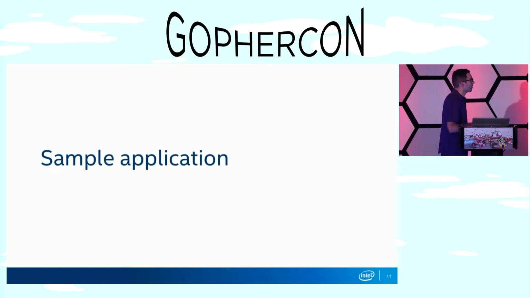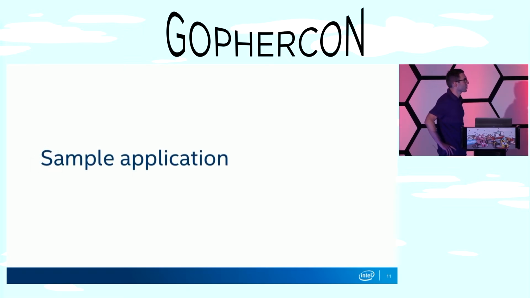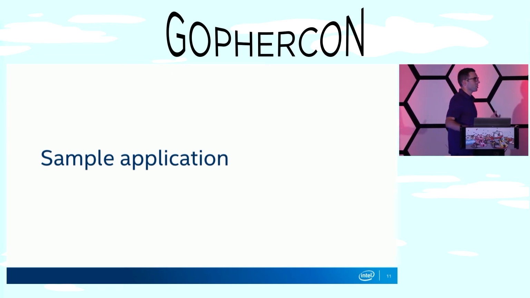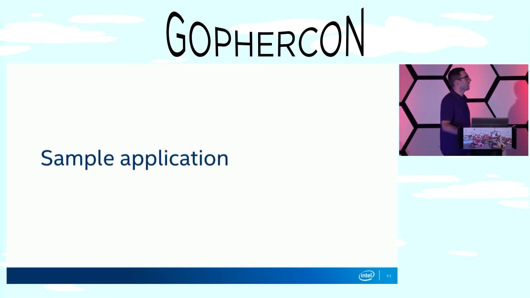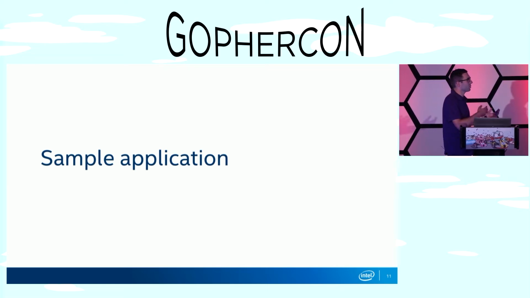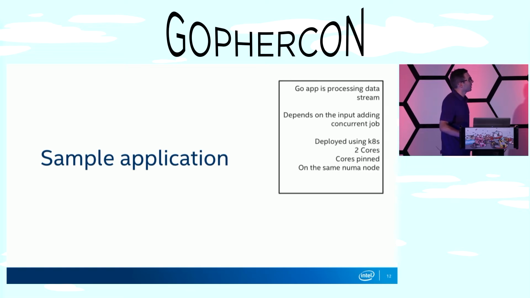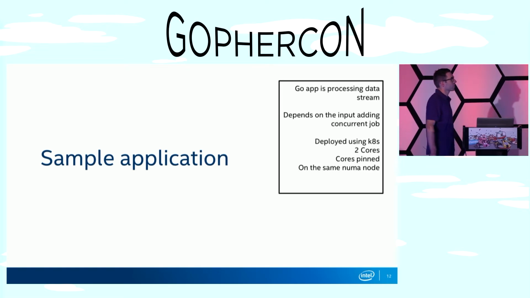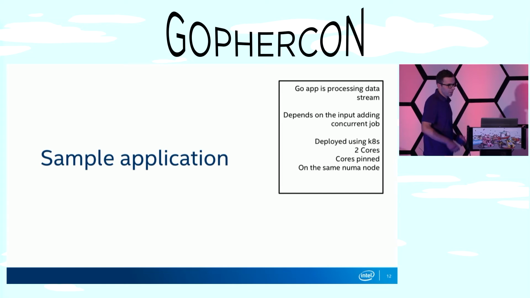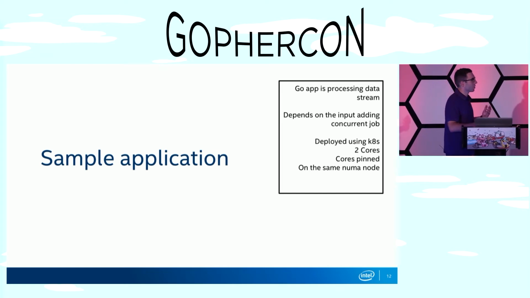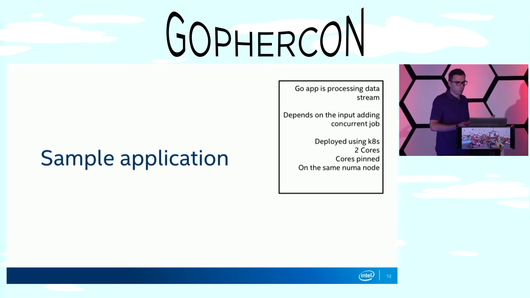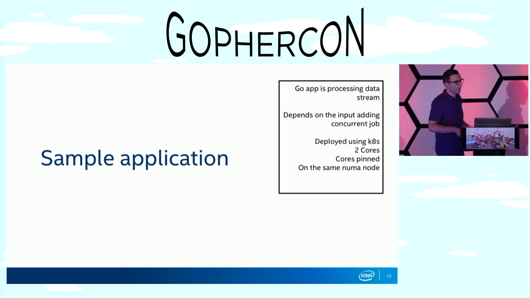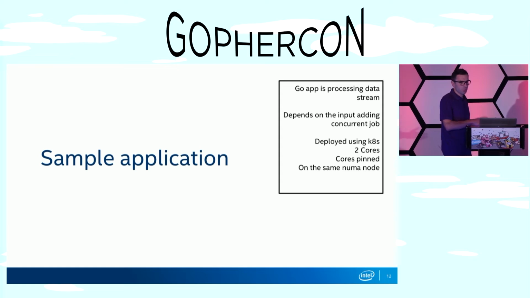For the sample of this very short talk, I was using a distributed router, which needs to communicate along the edge and also with the cloud infrastructure. Our application was of course built in Go, and as you can see, has multiple concurrent jobs because it needs to process packets and forward them. It was deployed using Kubernetes, living on two cores on the normal cloud, on the same NUMA node.